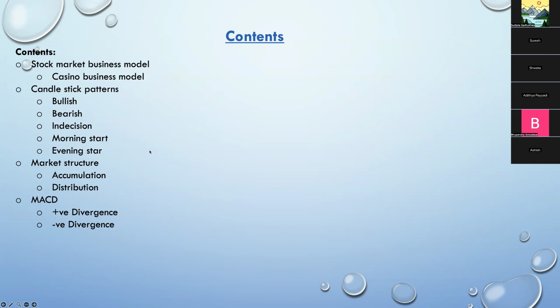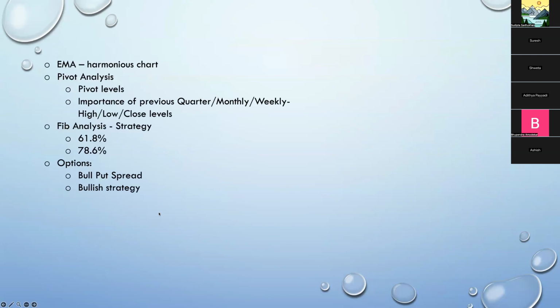But before that, I just want to touch up a few basic things. We will not take much time for this because we have already covered all of it in a previous session. Mainly we'll be covering what the business model of the stock market is, and it is derived from the casino business model. And what bullish and bearish mean in this session: morning star, evening star, candlestick patterns. Then market structure, accumulation, distribution, MACD, positive and negative divergence.